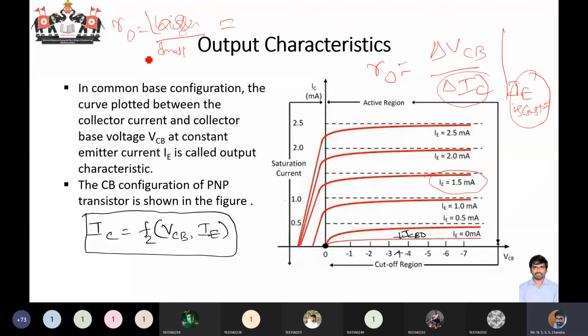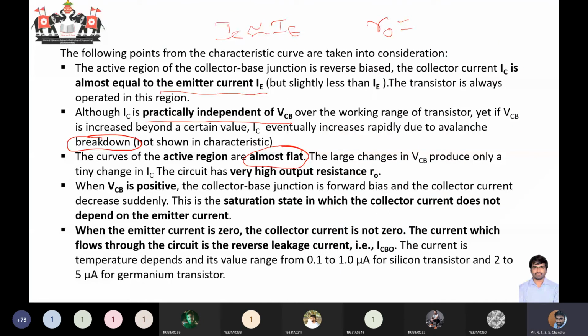Large by small, large value. So your output resistance will be a very large value. In a transistor in CB configuration, you are going to see that you have a small input resistance and a large output resistance. So you have a very high output resistance.